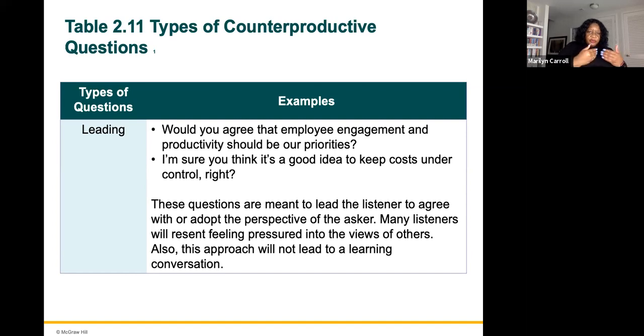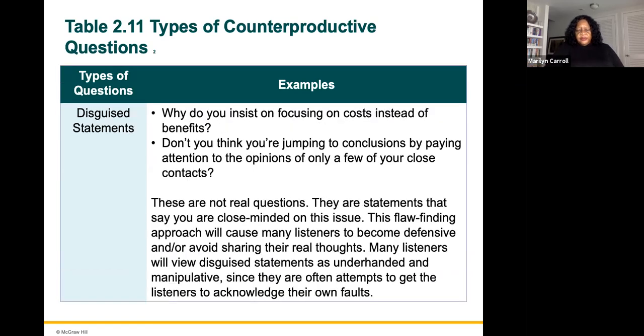So when you ask these questions with "right" and you're directing people, they are not receptive. Think about the time you've asked people a question and you end it with "right." People don't necessarily like those types of questions.